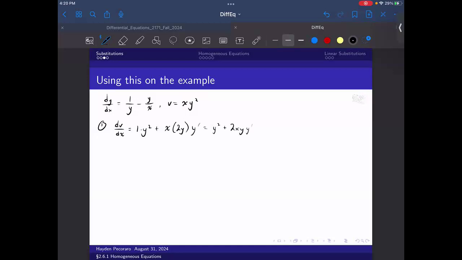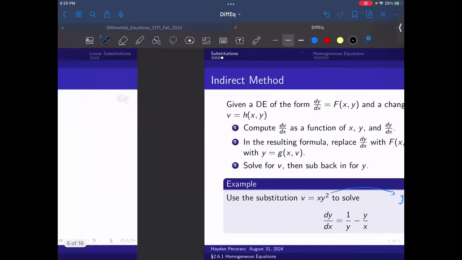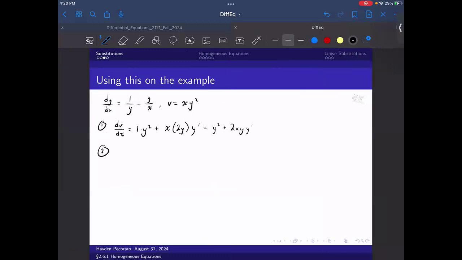That looks a little complicated. Okay, well, what's our next step? It says, in the resulting formula, replace y prime with the differential equation, or whatever the differential equation says. So here's what I just got for dv/dx, and I have y's and y primes in there. I have something that I can solve for y, and I have something that I can plug in for dy/dx. Okay, so let's go ahead and do that.